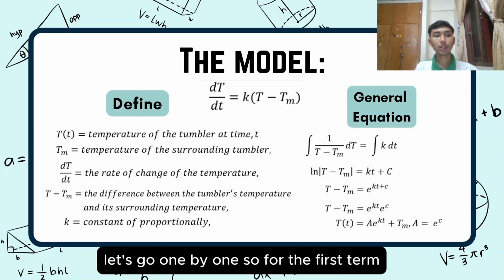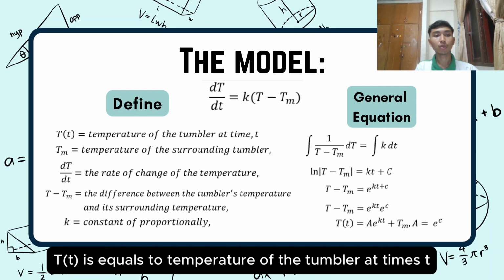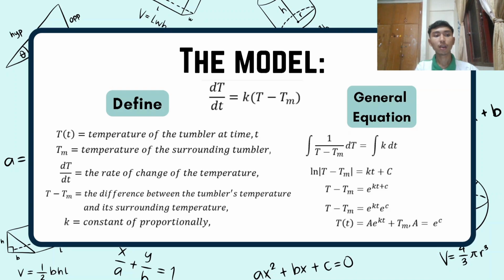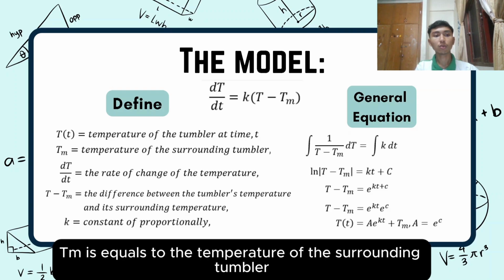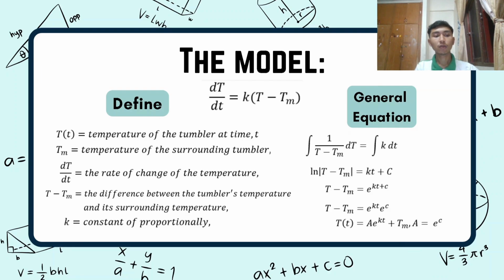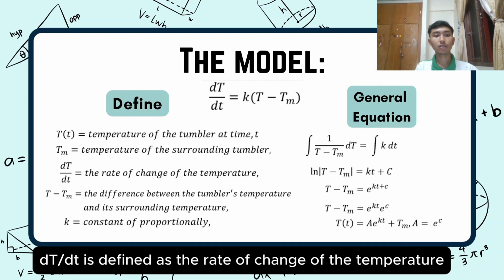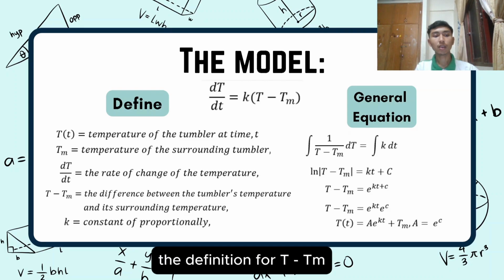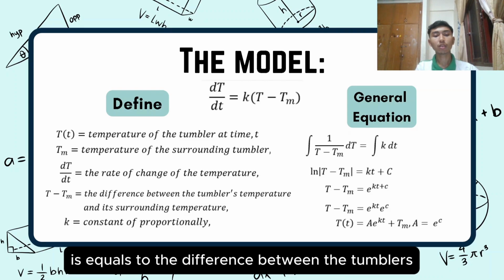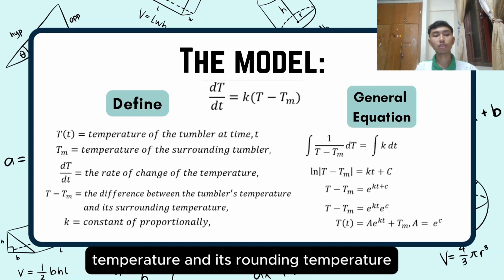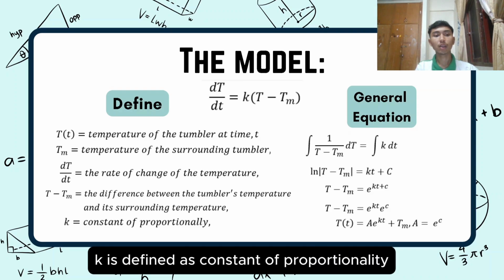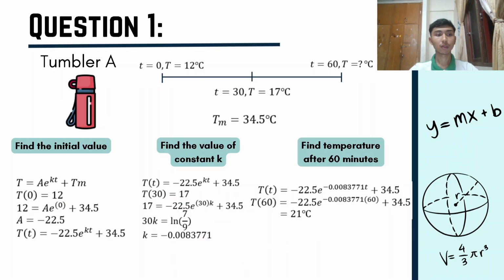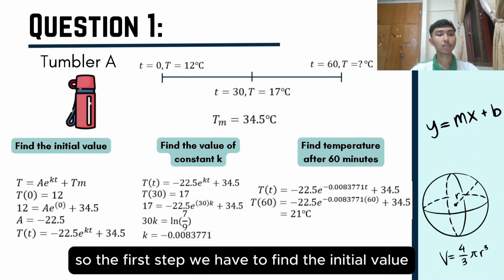For the first term, T is equal to the temperature of the tumbler at time t. Tm is equal to the temperature of the surrounding. dT over dt is defined as the rate of change of the temperature. T minus Tm is equal to the difference between the tumbler's temperature and its surrounding temperature. And for the last term, k is defined as the constant of proportionality.